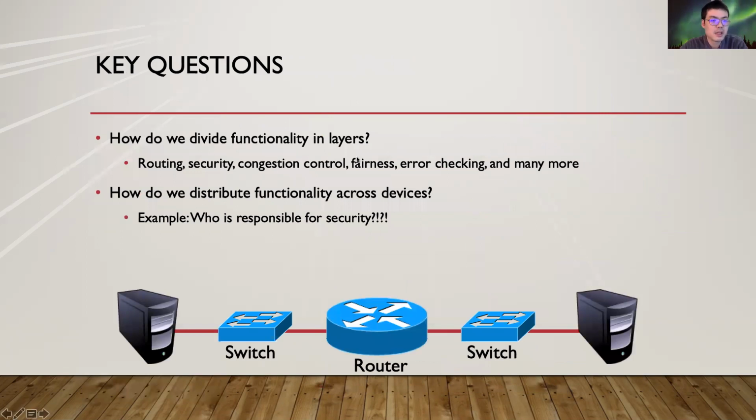So there are many different kinds of functionalities. For example, you want to route a packet from one side to the other using an IP address, and you want to ensure security. For example, if you are purchasing a product on Amazon and you need to transmit your credit card number, you need security.